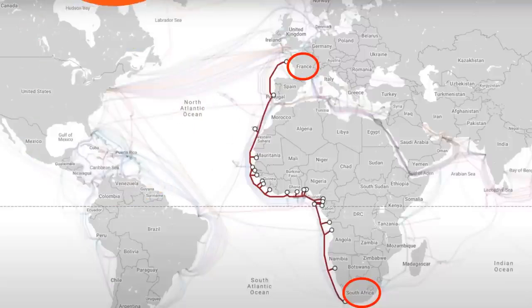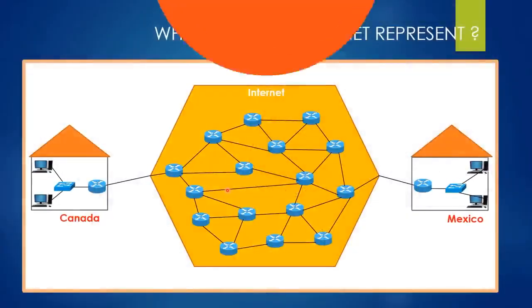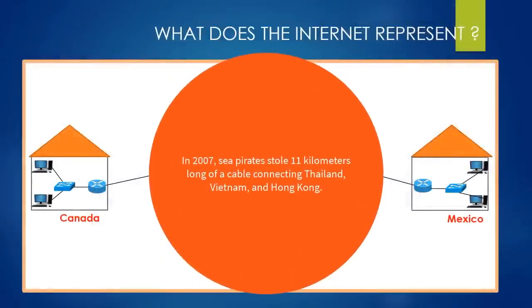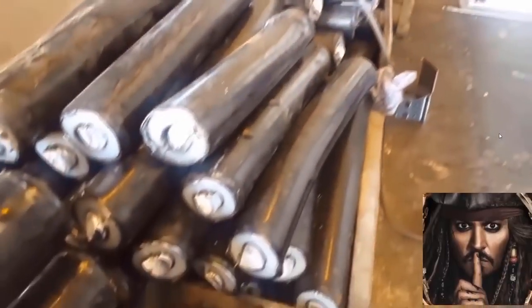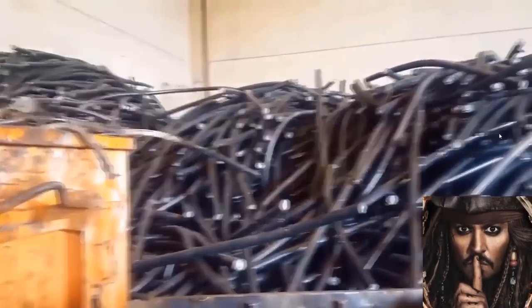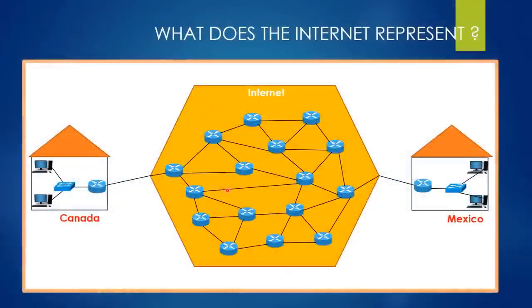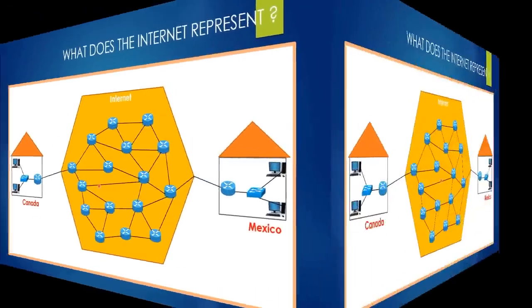Let me explain. In 2007, sea pirates stole 11 kilometers of a cable connecting Thailand, Vietnam and Hong Kong to each other, and they sold this long cable as scrap by dividing it, and I think this event is more surprising than the incredible infrastructure of the internet.